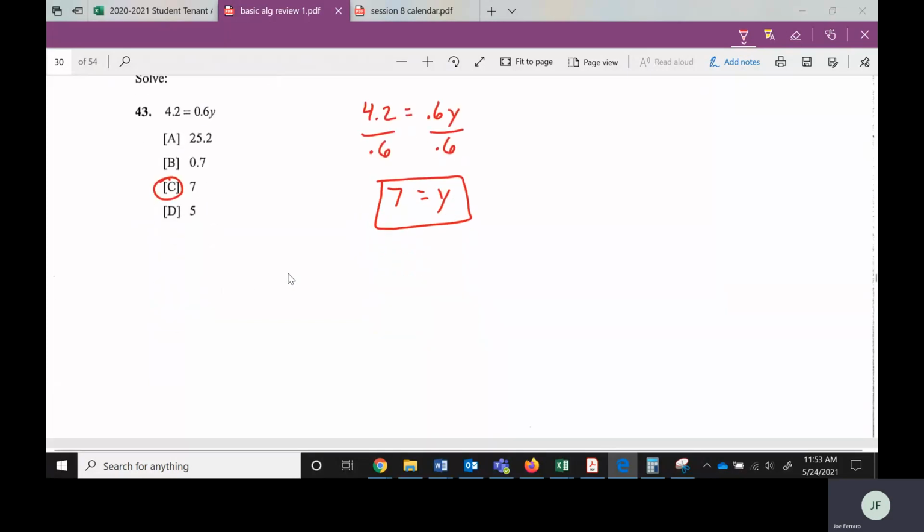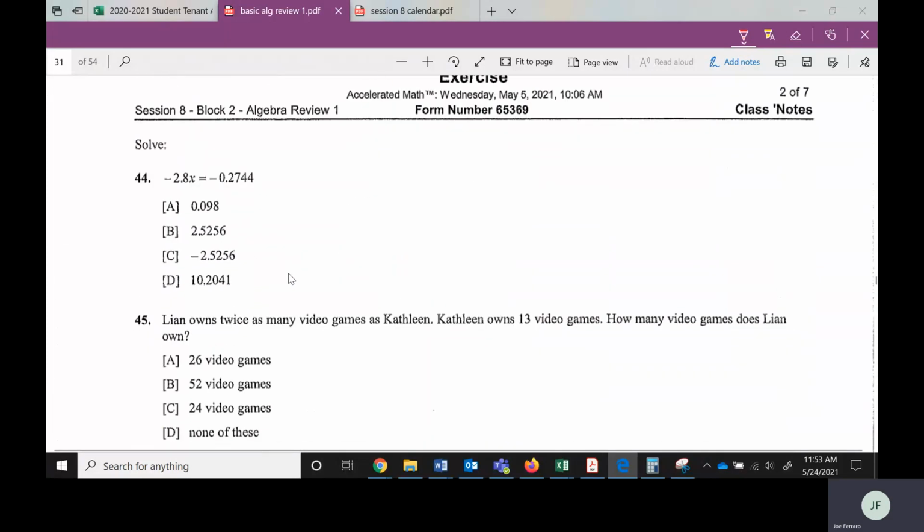Okay. Top of the next page. Very, very similar problem. I'm just going to rewrite it here first. -2.8x equals -0.2744. Okay. X is being multiplied by -2.8, so we are going to divide by -2.8.